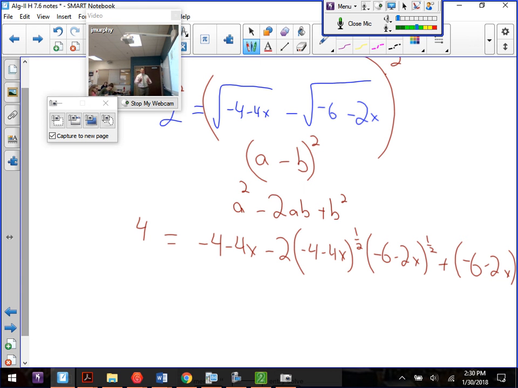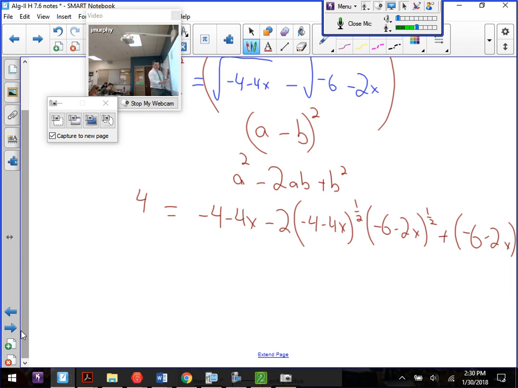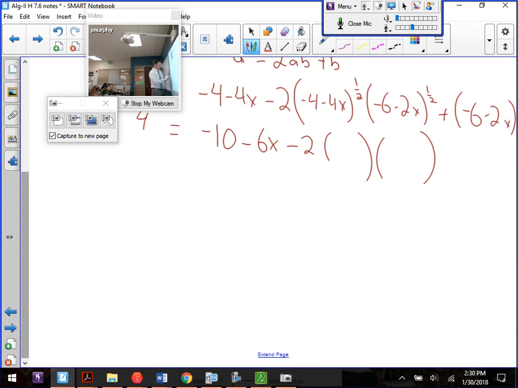Now, I'm just going to combine a few things over here. I'm going to get negative 10 minus 6x minus 2 times all the junk. Everybody okay with that? I'm just not writing out the junk because it's too many things. I know it's there, and I'm just going to continue on. All I do is combine the negative 4 with the negative 6, the negative 4x with the negative 2x.